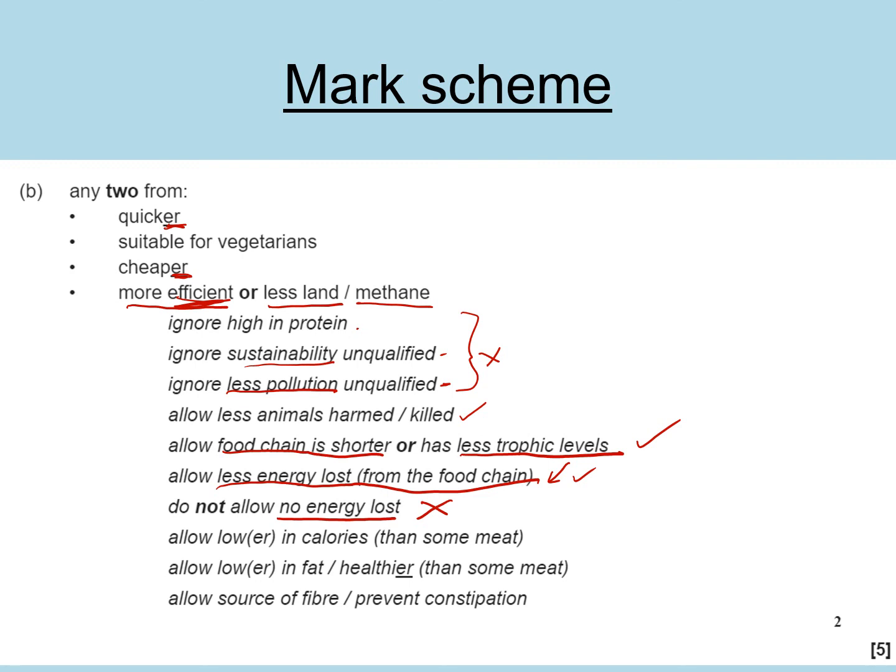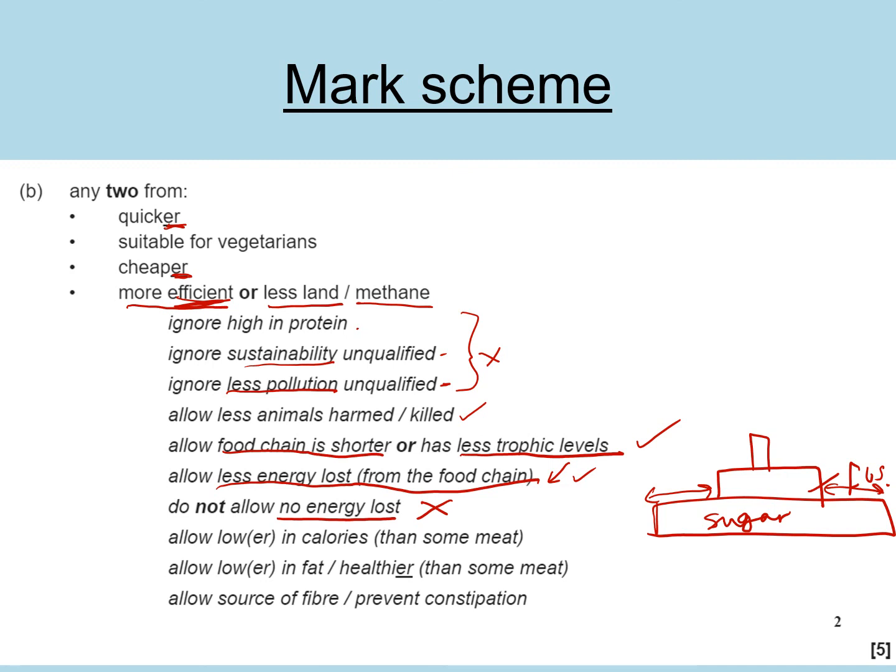Reason being, the food chain that the mycoprotein is in, the trophic levels look like this. So you've got the sugar or glucose syrup. Starch would have been incorrect. So you've got sugar or glucose syrup. Then you've got the fusarium. And then you've got the person. So actually there is some energy lost between this first trophic level and the second trophic level, so that's why it's not allowed.